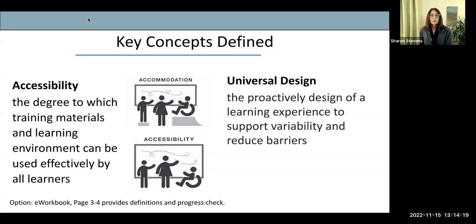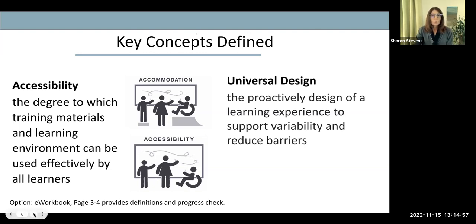When we talk about accessibility today, and I will try to broaden this based upon what you said in your learning goals, I'm defining it as the degree to which your training materials and the learning environment can be effectively used by all your learners. And you can do that by applying the principles of universal design, which is proactively designing a learning experience, considering those variables and reducing those barriers.